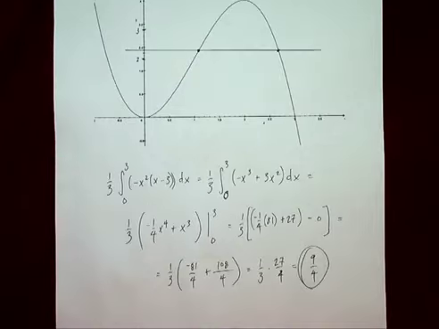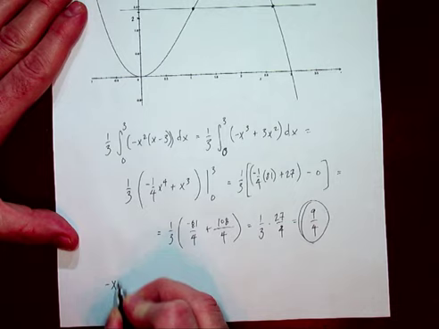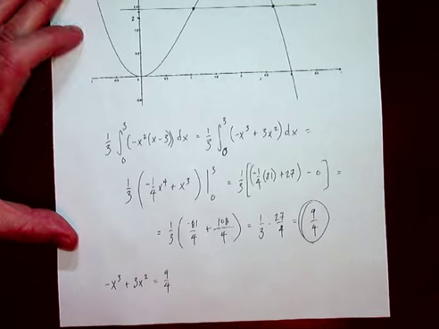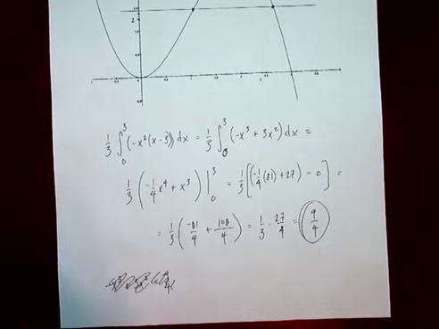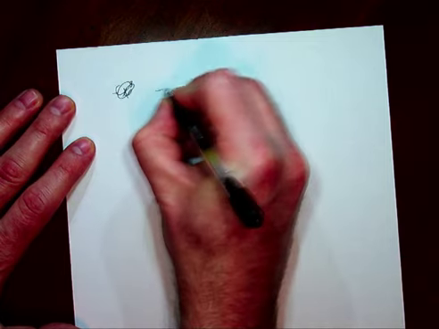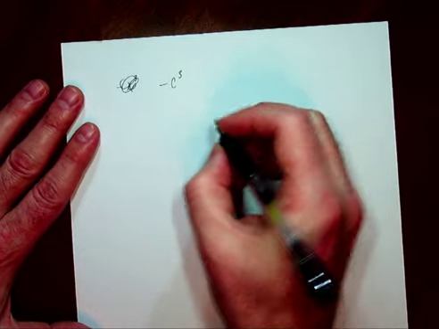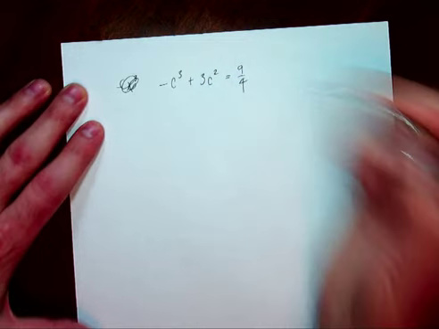Okay, well, let's see if it actually works out. I have negative x cubed plus 3x squared is equal to 9 fourths, right? Or, really, let's do it the right way. And actually, let me get another sheet of paper since this is kind of running over a little bit. Negative x, I did it again, negative c cubed plus 3c squared is equal to 9 fourths.